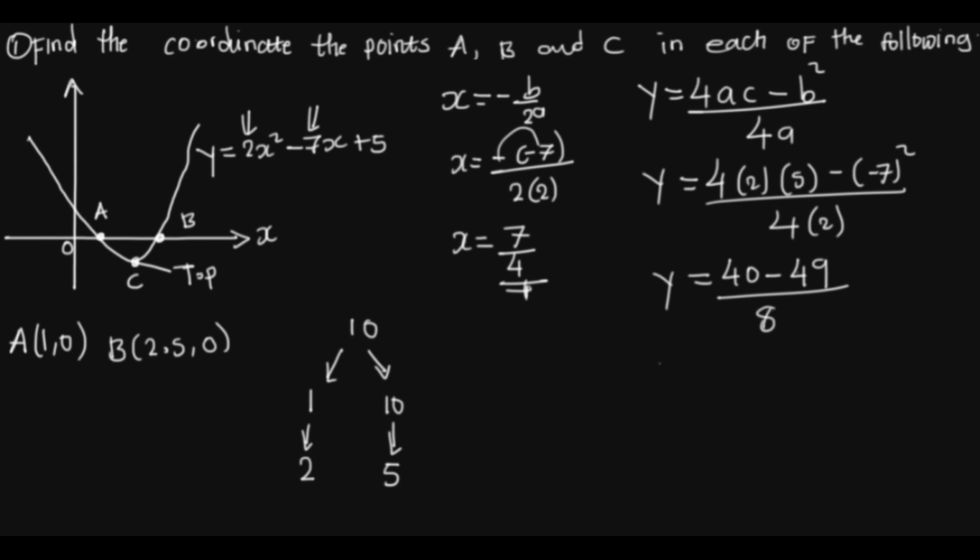is 8. So from there we can see that 40 is positive, then the other one is negative, so we are going to subtract. So 49 minus 40, that is negative 9 over 8. So the point is 7 over 4, negative 9 over 8. That is the coordinate for point C. Now let's do one more part.